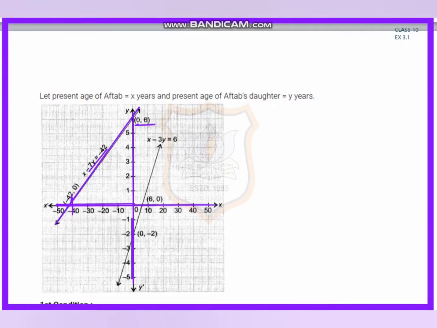In the same way I am plotting another value, 6 comma 0, and another value 0 comma minus 2. Here we have 6 on the x-axis and 0 on the y-axis. This is the point where we can plot 6 comma 0 and another point is 0 comma minus 2. So we get these two lines. In this way we can represent it in graphical form.